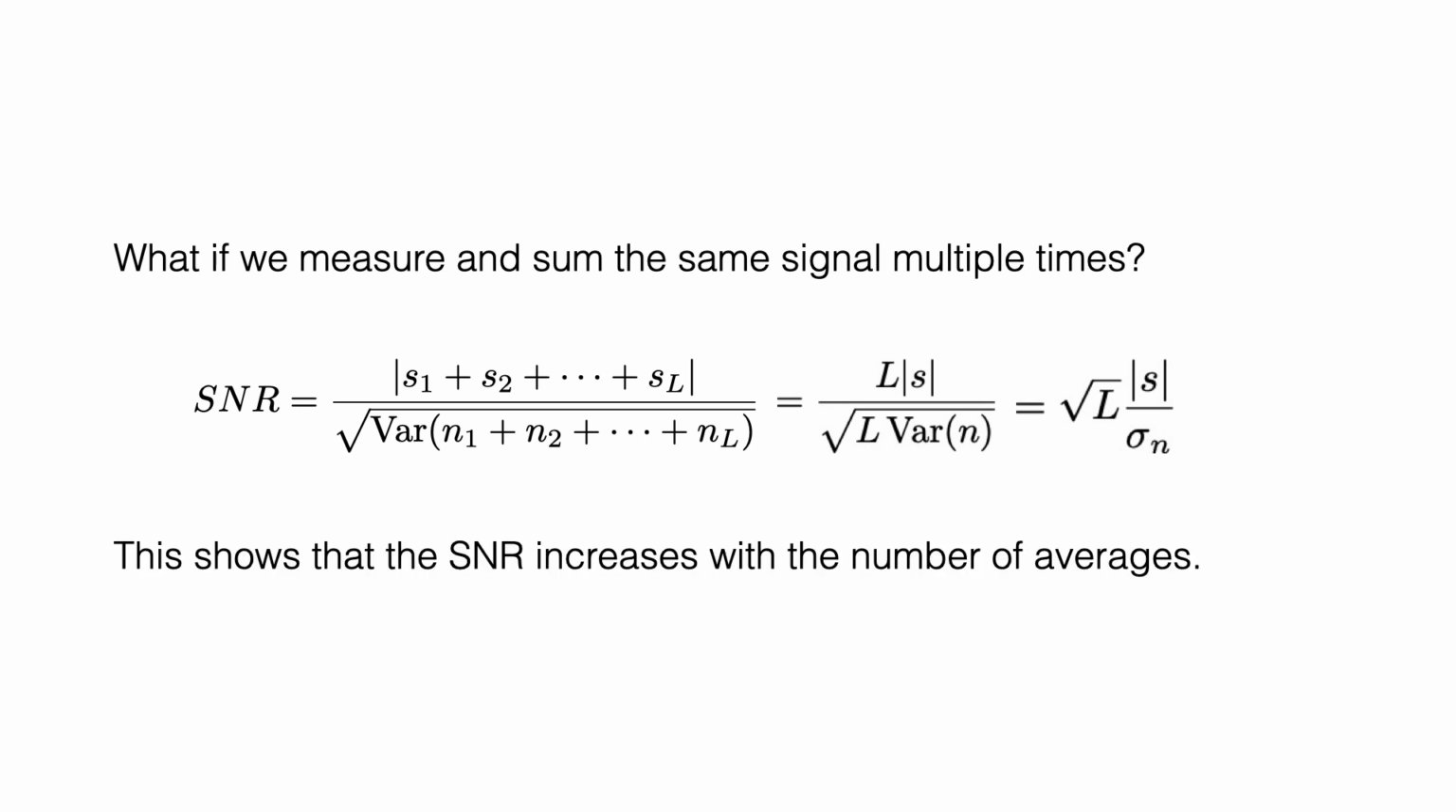This shows that the signal-to-noise ratio increases with the number of averages. If we want to improve the signal-to-noise ratio, one thing we can do is just collect the data multiple times and then add them all together.